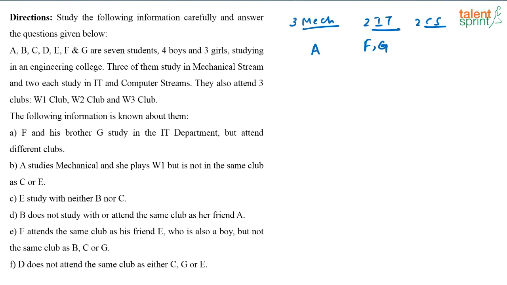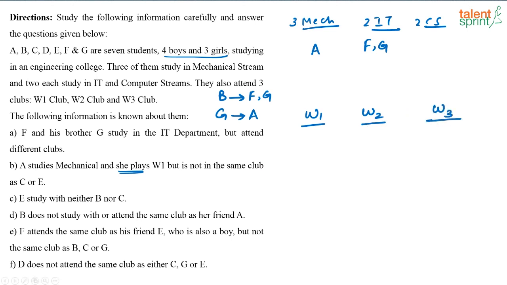Now another thing that we have to find out here is who are the boys and who are the girls. Okay, so boys and girls. So I am just going to write that down here as well. See, F and his brother G study in the IT department. So 2 boys in the group are F and G. Similarly, A studies in mechanical and she plays in W1. So one of the girls is A. Okay, now one way to segregate them is according to the branch of study.